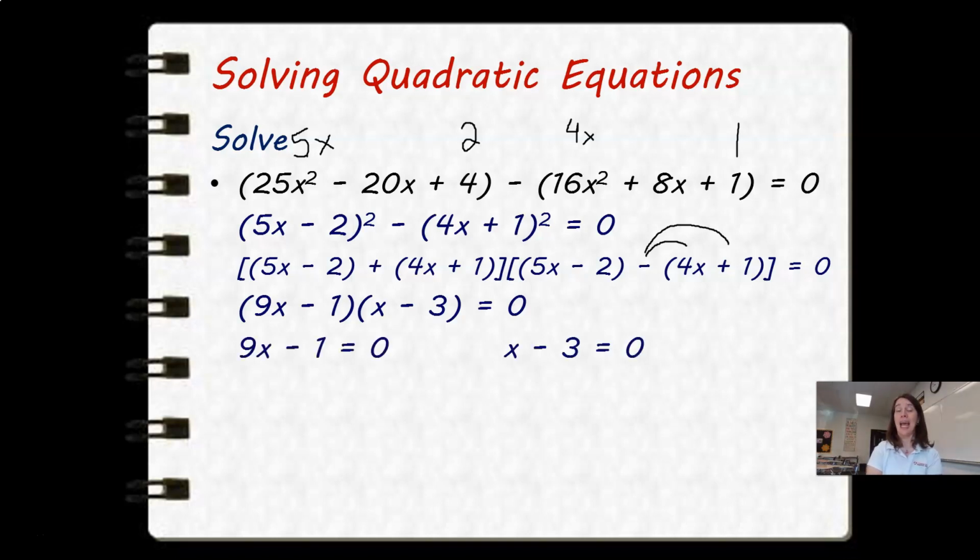One of those factors has to be equal to 0, as we've seen on every other example in this lesson. So I have 9x minus 1 equals 0, or I have x minus 3 equals 0. The first equation, I added 1. The second equation, I added 3. The second equation is done because I have the x all by itself. The first equation, I'm going to divide by 9, so x is equal to 1 over 9.